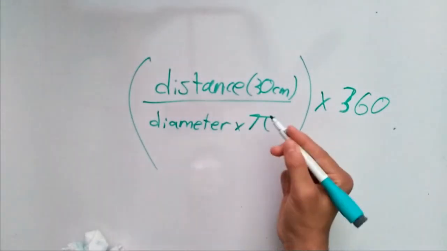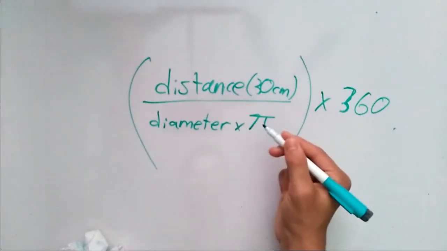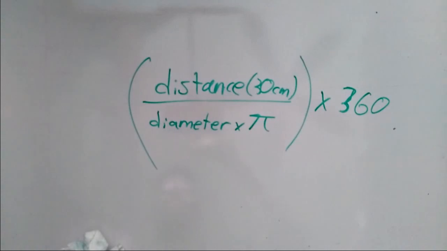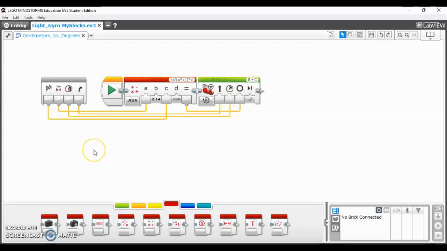Now all you have to do is put that into the Myblock, and we're golden. Now let's put it in the programming. So here's the program. It is the Myblock, of course, and here are the 4 different parameters. There is distance, which is plugged into the math block. It is 30 centimeters, like we said in the example.